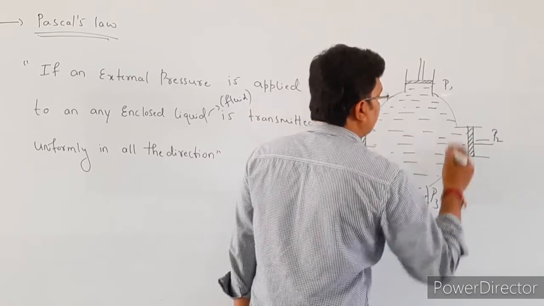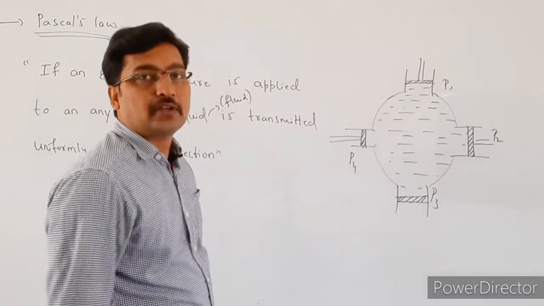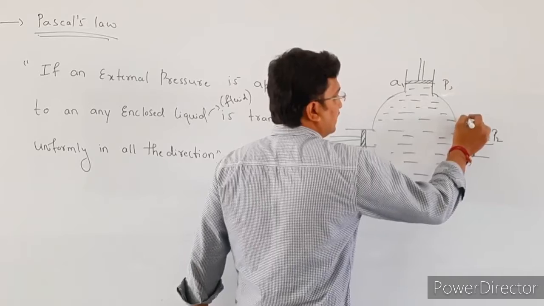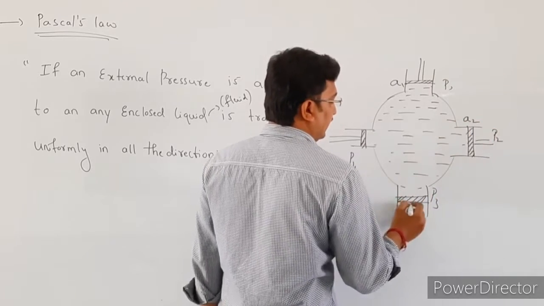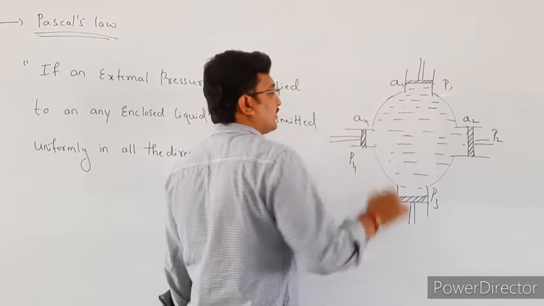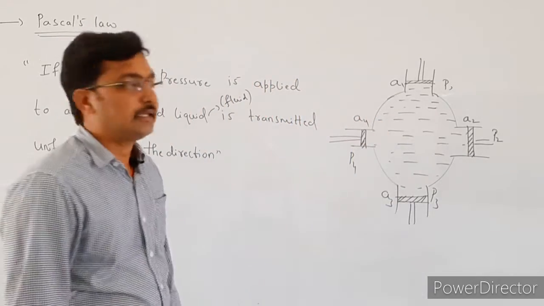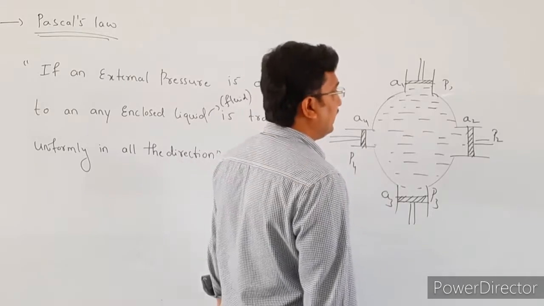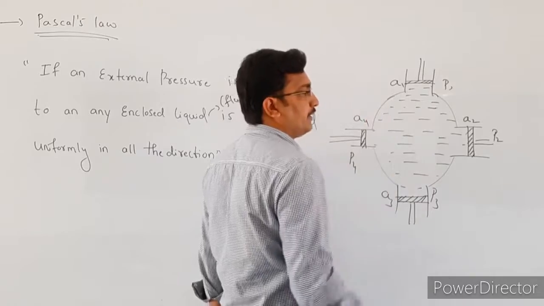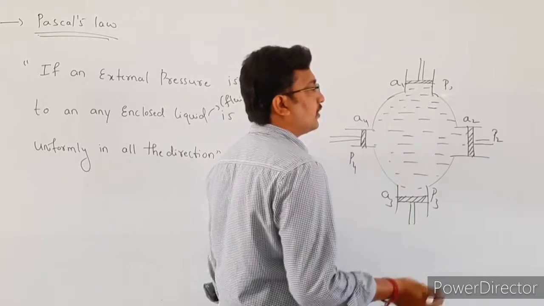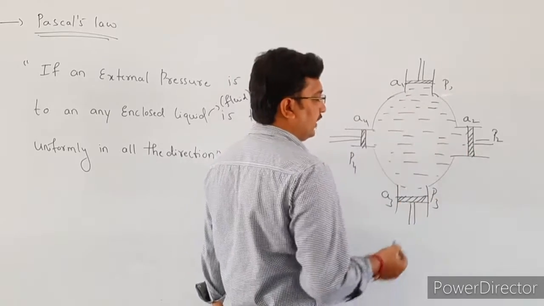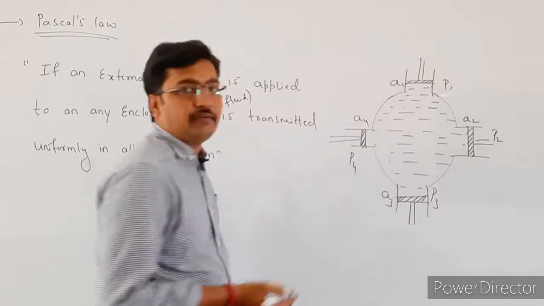Okay, see here. In this case, the area of cross section of the first piston is A1, the area of cross section of the second piston is A2, the area of cross section of the third piston is A3, and the area of cross section of the fourth piston is A4, right? This spherical vessel is fitted with four frictionless pistons of different cross-sectional areas.